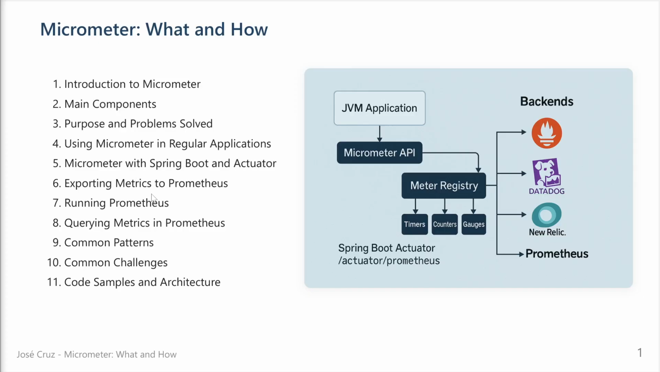Prometheus is, let's say, an enterprise open source application that you can use to collect all the metrics, centralize them and create alerts from the metrics. That's the main idea of Prometheus, and I will install one and show you how you can use it with Micrometer. That's why I will be running Prometheus, querying metrics in Prometheus, and covering common patterns and challenges regarding this framework. So let's go.